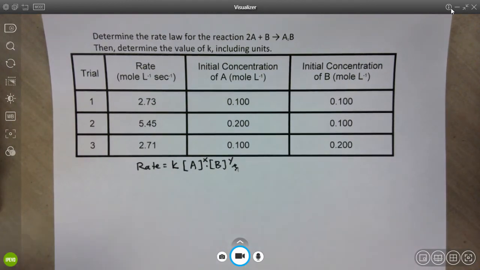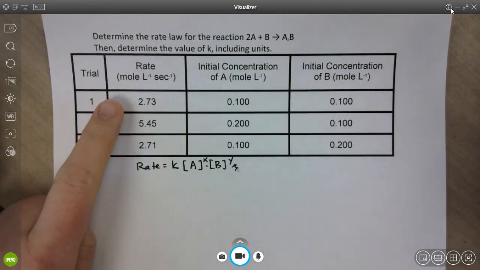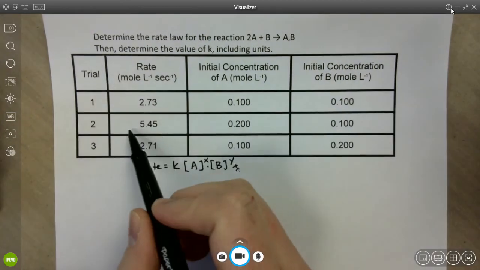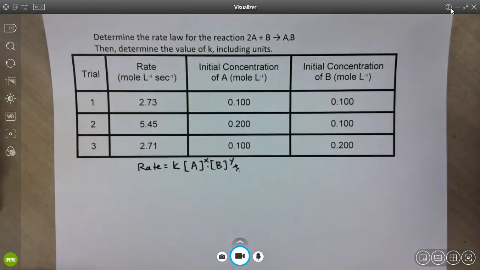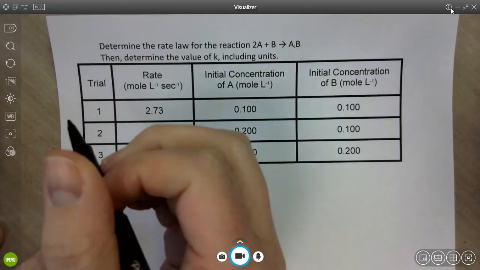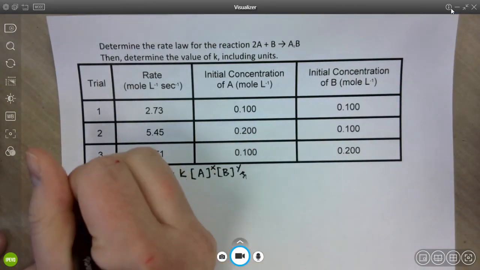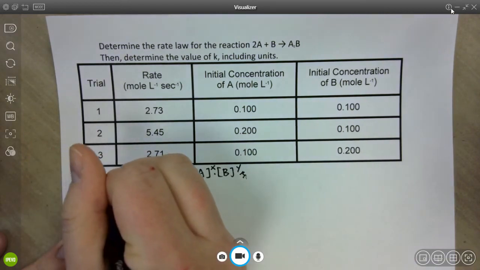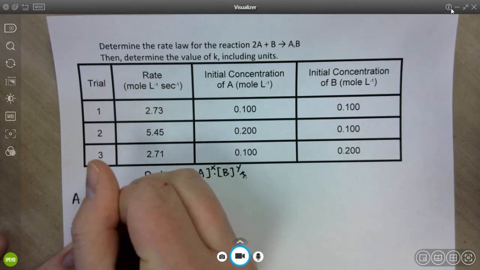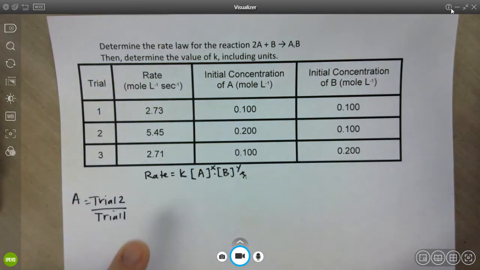And then I'm going to set up a ratio. Now, it is up to you how you want to set this up. You can set it up with either of these on top or bottom. To make my life easier, I tend to pick the bigger number to go on top of the ratio, because I think it makes the math a little easier. So I'm going to do a ratio to figure out A of trial 1 and 2, but I'm going to put trial 2 on top and trial 1 on the bottom, because 2 is bigger than 1 for its rate.